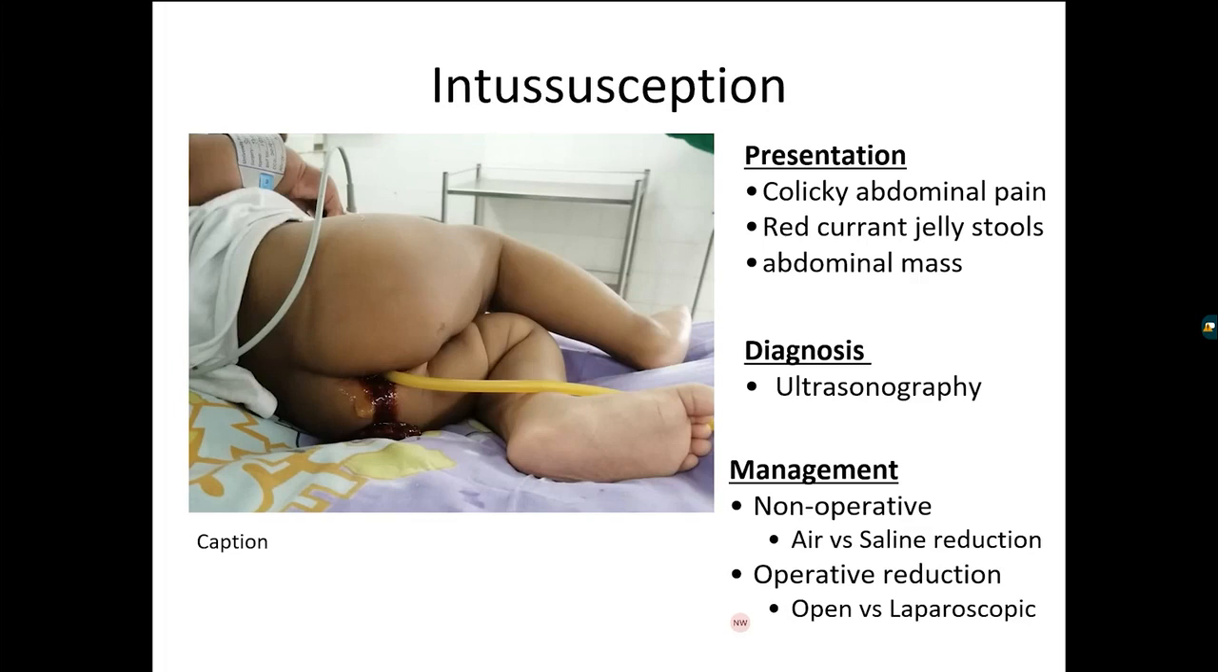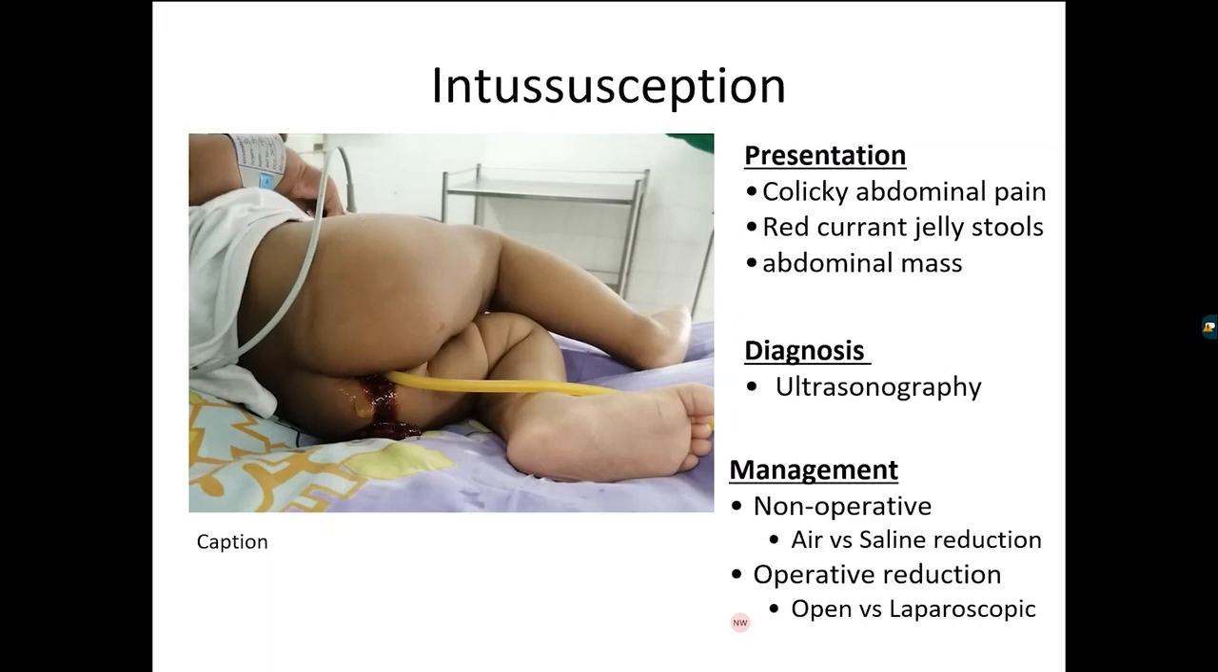So intussusception, the presentation is different to the typical intestinal obstruction where you get bilious vomiting, abdominal distension, and failure to pass meconium. Instead, these infants present with colicky abdominal pain, which worsens with time. Red currant jelly stools, which is what is shown in this photo, and rarely an abdominal mass. So this is considered the triad of symptoms and signs of intussusception.